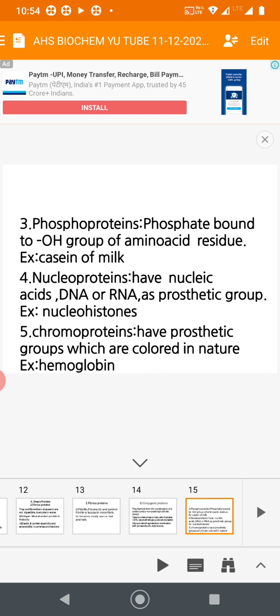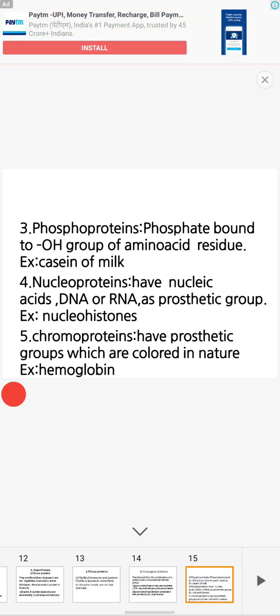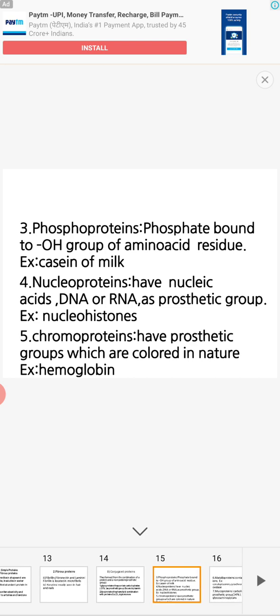So chromoproteins have a prosthetic group. Chromo means color, okay? Chromoproteins are colored in nature. Example, hemoglobin, the transport protein, is also a chromoprotein. Hemoglobin is red in color because of the presence of heme. They are red in color, chromoprotein, okay?